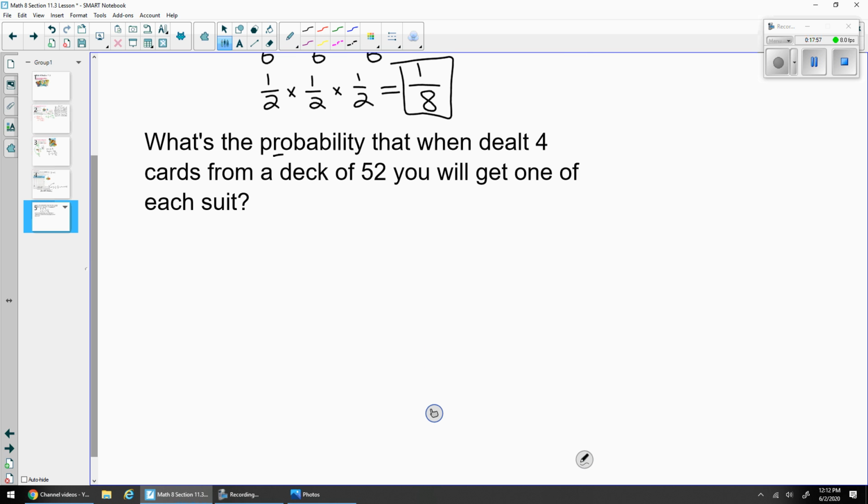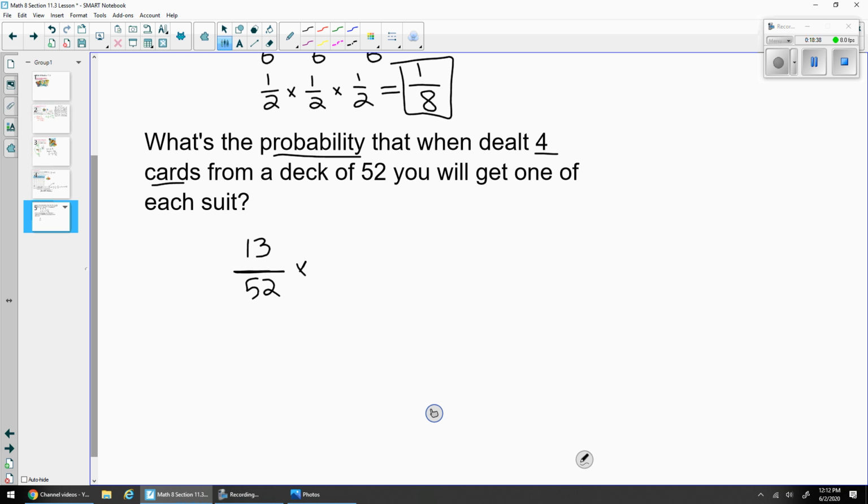So what about this? What's the probability that when dealt 4 cards from a deck of 52, you will get 1 of each suit? This is a little bit more complicated. Part of this is you need to know how many cards there are of each suit. Well, 52 divided by 4 is 13. So there's 13 cards of each suit. So if you wanted the first suit to be dealt to you, there'd be 13 cards of that suit out of the 52 cards in the deck.